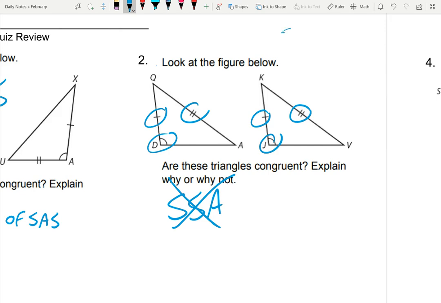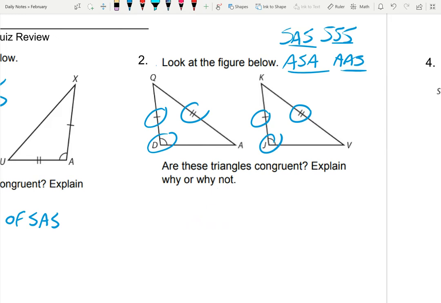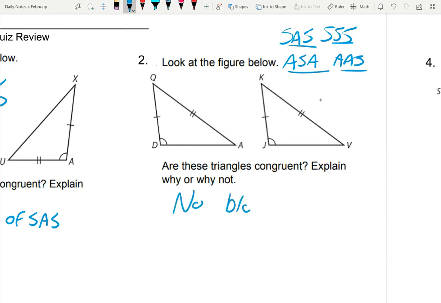We talked about side, angle, side. We talked about side, side, side. We talked about angle, side, angle, and we talked about angle, angle, side. These are the 4 that we would consider. And so side, side, angle is not one of them. So this is not provable congruence. So we would say no, because side, side, angle is not valid congruence.